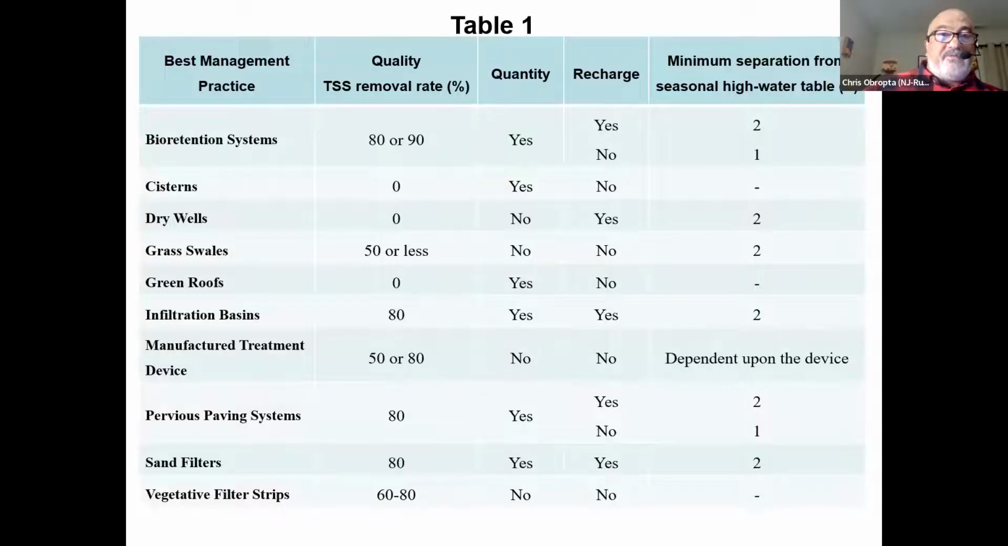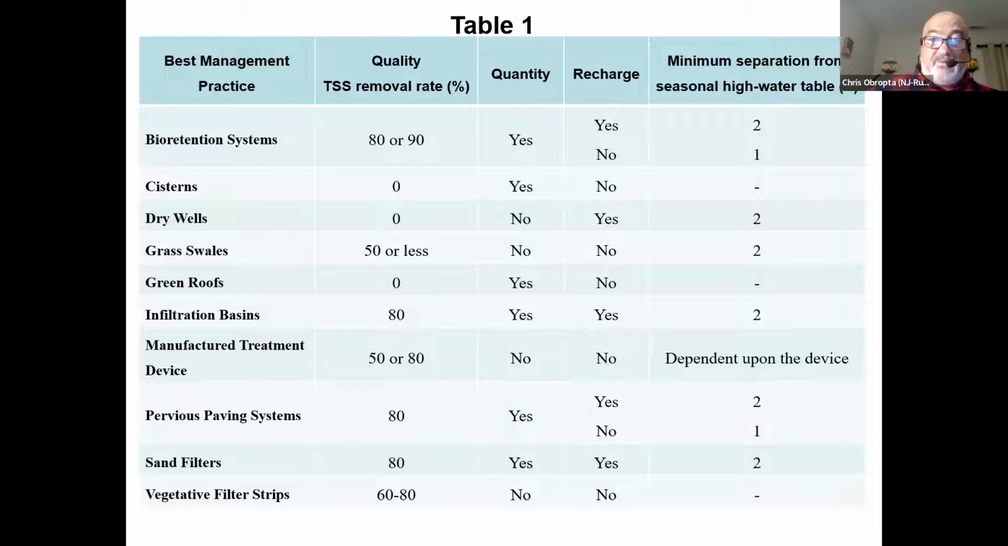So here's the first table, and you can see here they have all the practices listed on the left-hand side, and they have the water quality requirement, the total suspended solids or TSS removal. And if you look at the first practice, bioretention system, it gets between 80 or 90% TSS removal.